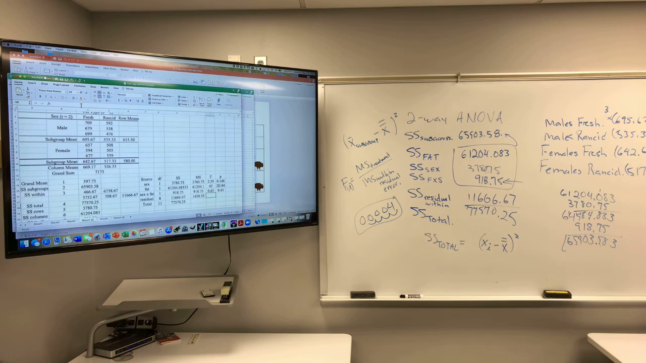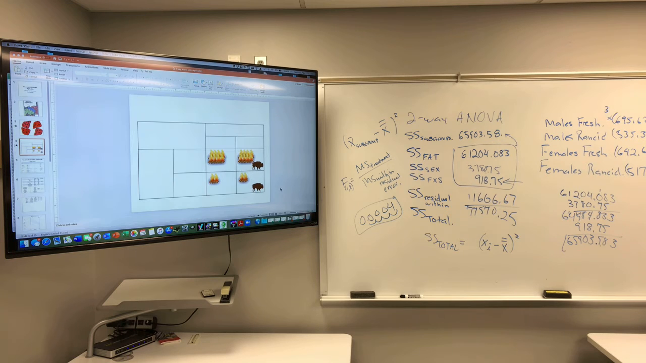And then there's no interaction. Fat type has the same effect on both males and females. That's what the interaction is testing. The interaction tests, do males react to fat type differently than females do? But in this case, males are growing faster on fresh fat than rancid fat, and so are females, so there's no interaction term. And we can see this if we graph it.